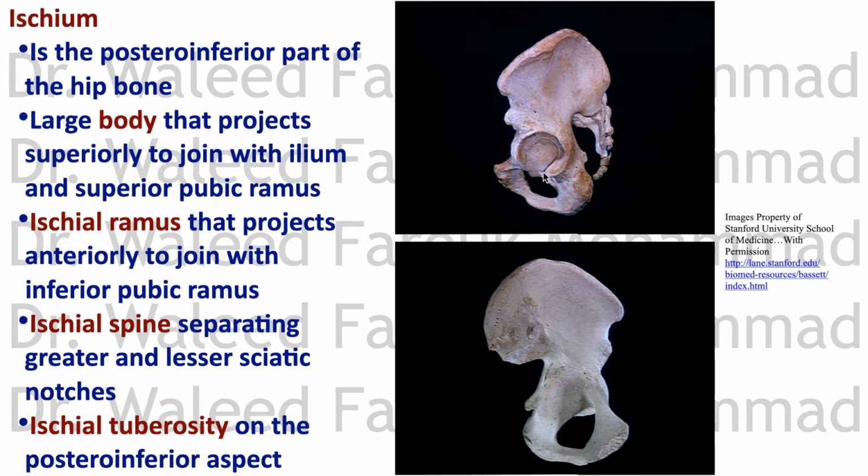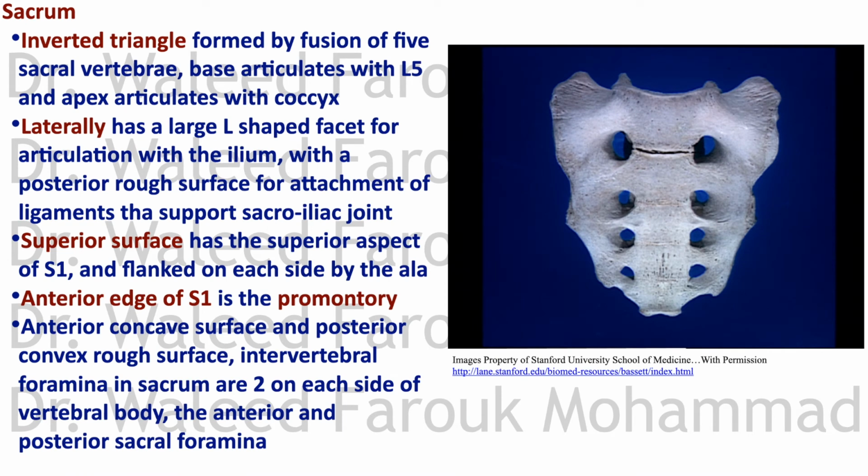Okay, so remember the ischial body, the ramus, and the spine, and the ischial tuberosity. We will study further divisions of this ischial tuberosity into an upper quadrangular part and lower triangular part, but when we study the muscles of the back of the thigh in the lower limb.